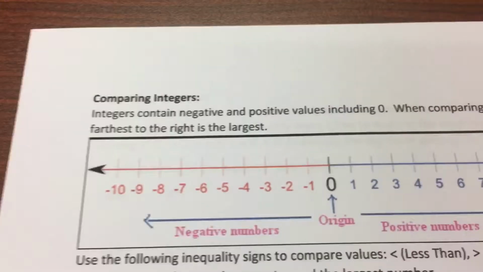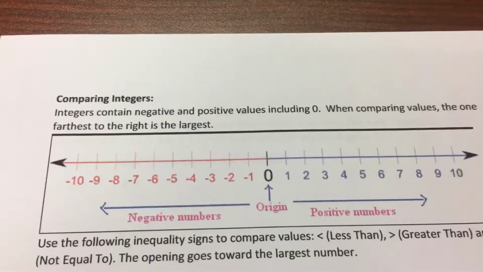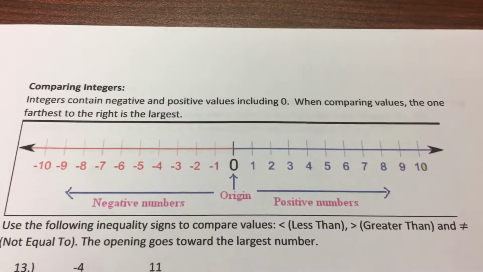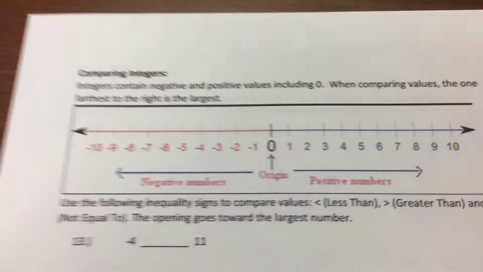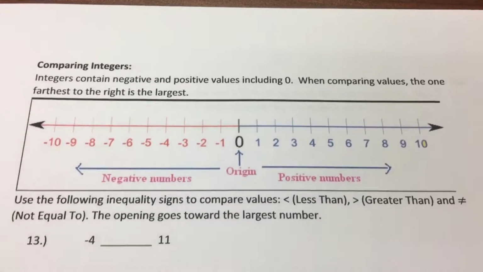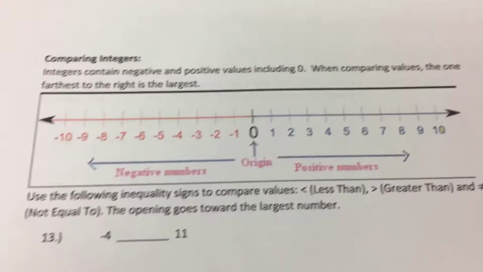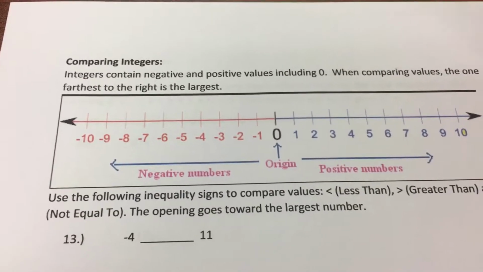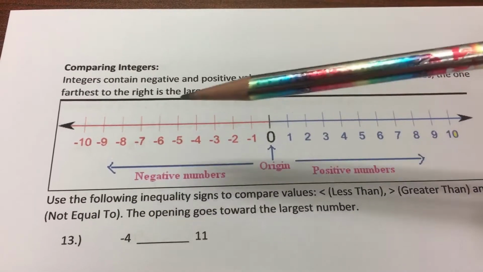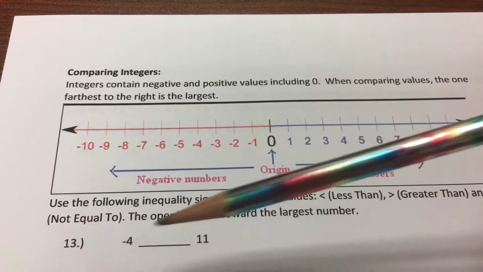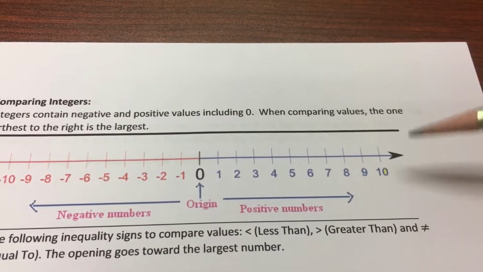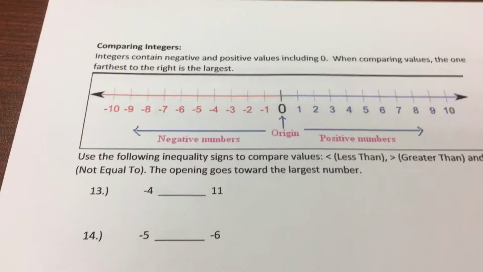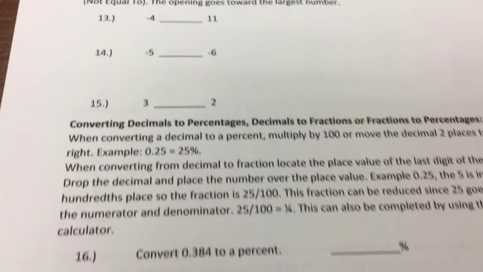Okay, next thing. Comparing integers. Integers are your positive and negative values. And here's a number line that we have. Any number that is farthest to the right on the number line is the larger number. So for instance, if it asks me to compare a negative number, which is here, -4, and a positive 11, which would be way down here, we know the 11 is larger. The opening goes towards 11, so think about that.